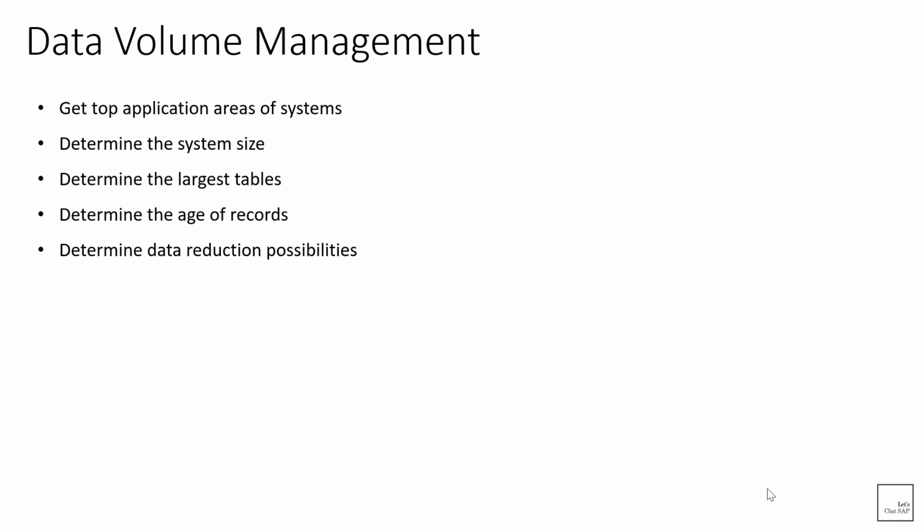It provides information about top application areas of the system, which means which application area in the ECC or S/4HANA system, like finance, sales, or logistics, contains the most amount of data. It provides information about system size, largest tables, which means which table has more data, and the age of the records stored in the tables. It also provides recommendations on data reduction capabilities from the database.